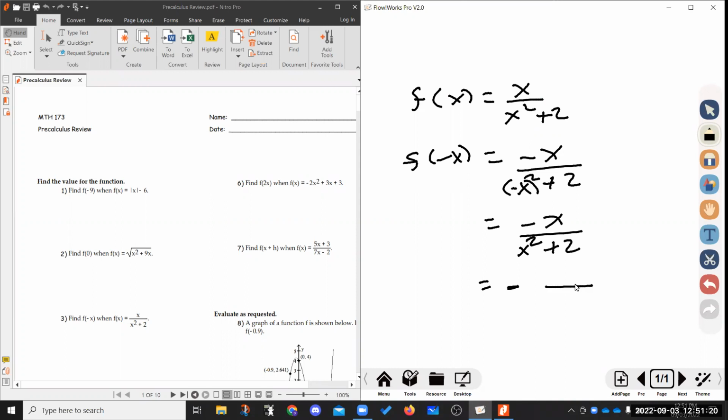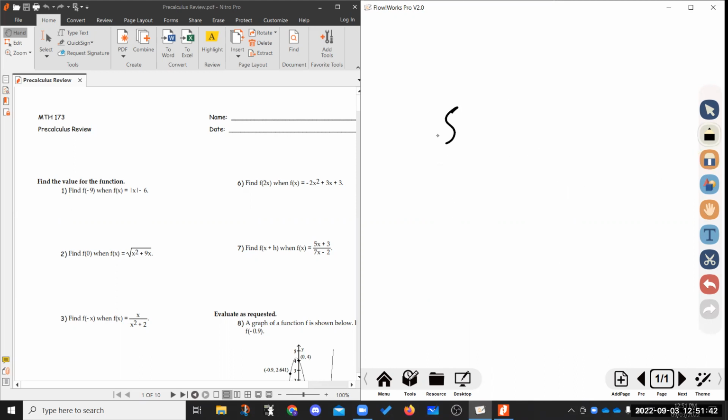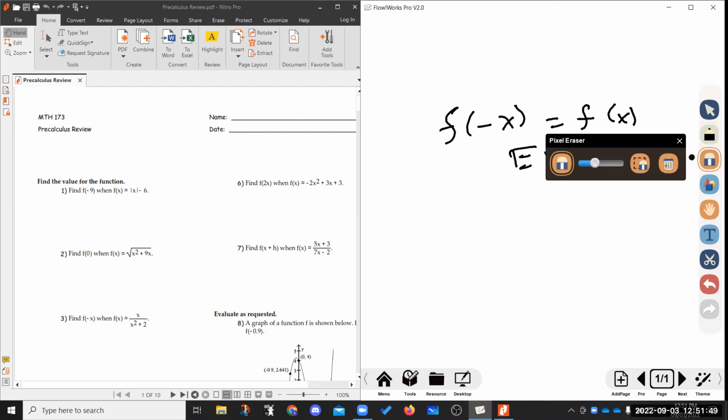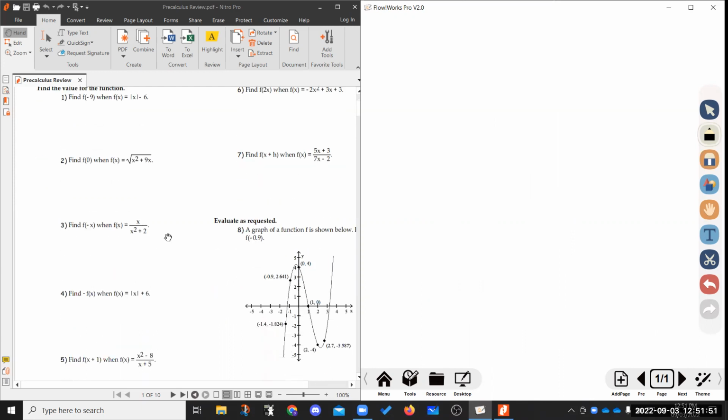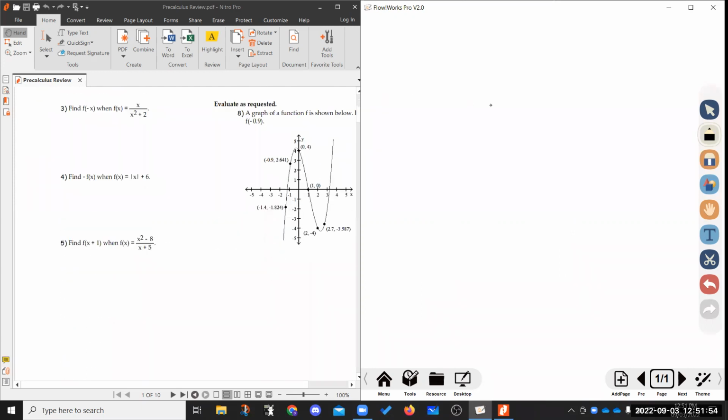Because this is exactly the opposite of my original function, that means that this function is what we call an odd function, because f of -x is equal to -f of x. That's what makes it odd. If it had been, even functions are when f of -x is equal to the original f of x. That's going to be an even function. We're going to be asked to determine whether a function is even, odd, or neither. That's how we're going to do it.